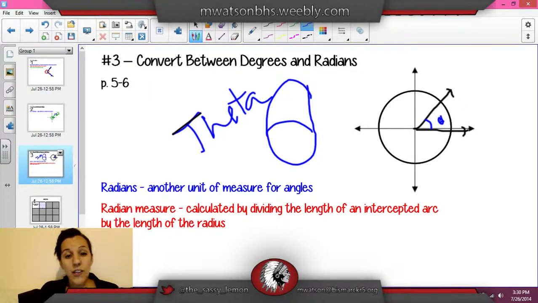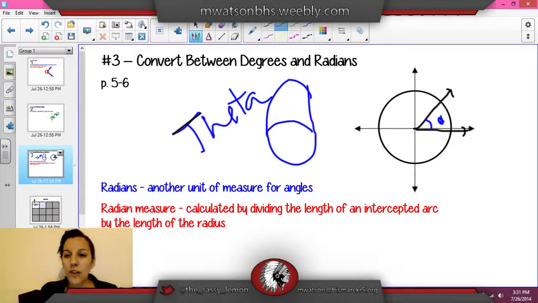Now, we can actually calculate radian measure, and that's what this second definition is. It's calculated by dividing the length of an intercepted arc by the length of the radius. So to be able to understand this definition, you need to know what an intercepted arc is. So this is something that comes from geometry, but for some of you, maybe it's been a little while.